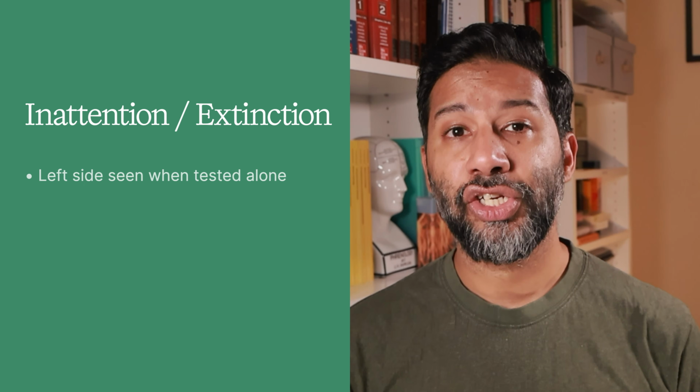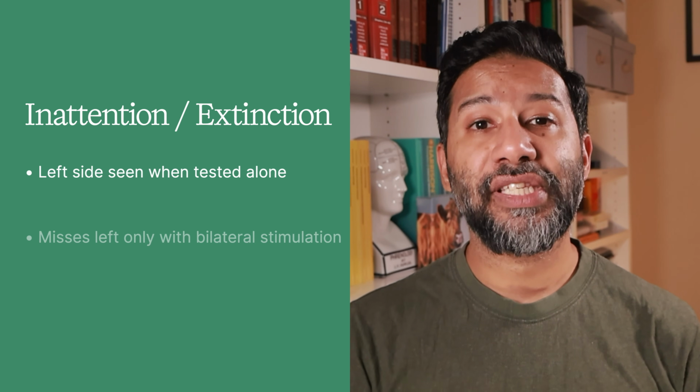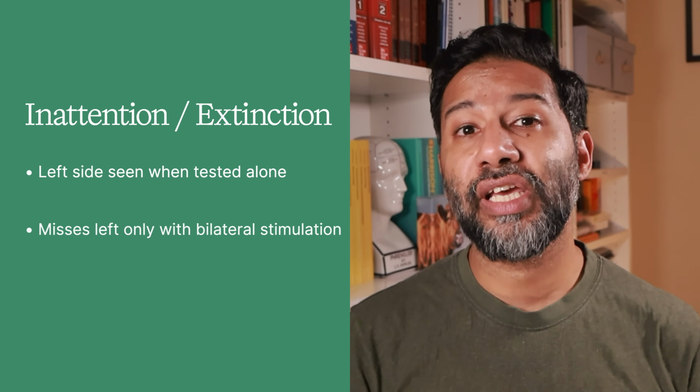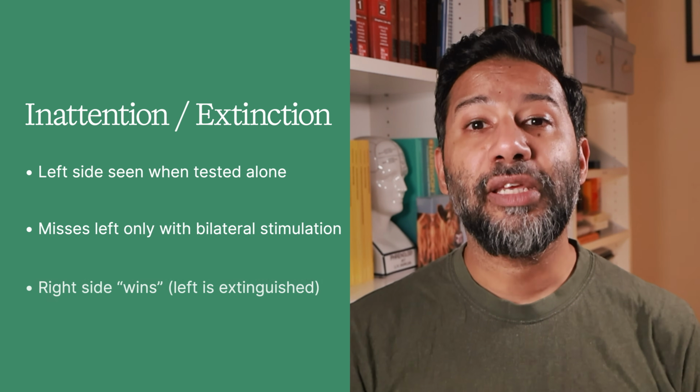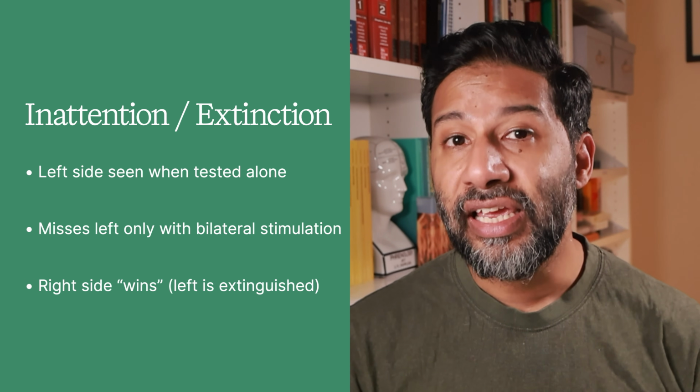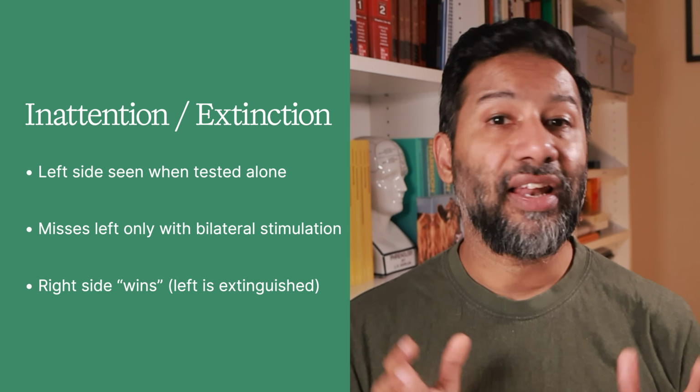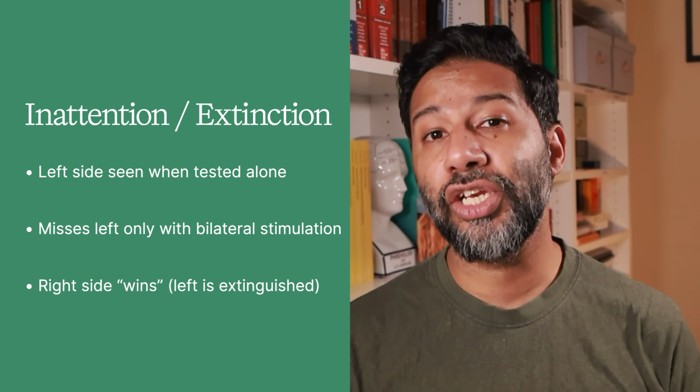Neglect is much less common and much milder with left-sided lesions for exactly this reason. This is why neglect is almost always from a right, non-dominant parietal lesion, and it is almost always the left side of the world that disappears. Now this comes in two forms. The milder form is inattention or extinction. The patient perceives things on the left side normally when you test each side alone. But when you stimulate both sides simultaneously, they only register the right. The left side is extinguished by competition from the right.